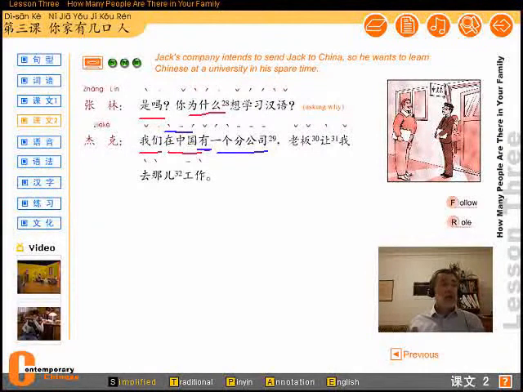Jack then goes on to say, and we looked at this sentence in the first part of the lesson today, 老板让我去那儿工作. So if you'll recall, I said 老板 referring to the boss, and generally that would be a boss in a commercial enterprise. But what's really important, I just want to re-emphasize, 让我去, 让我去. 让 means to ask me to go.